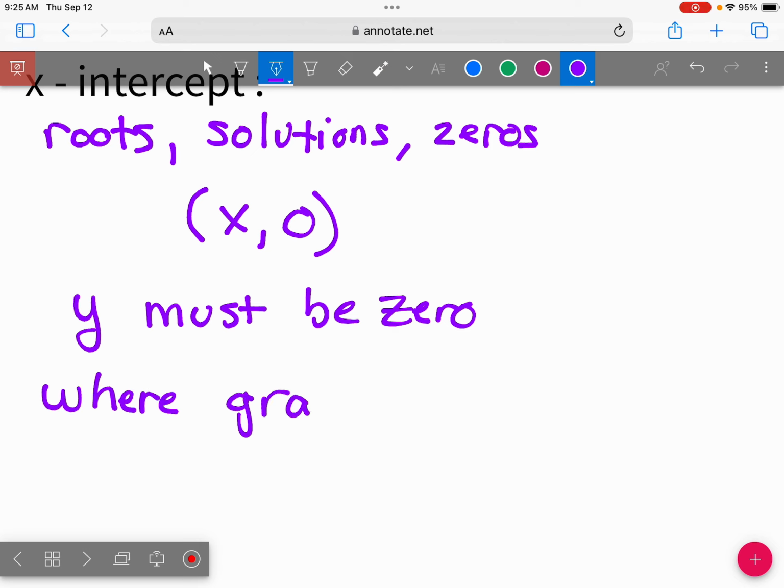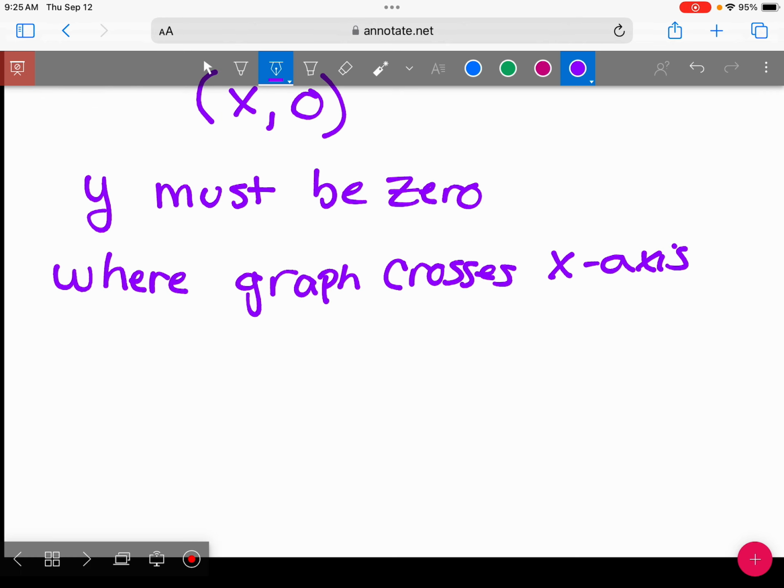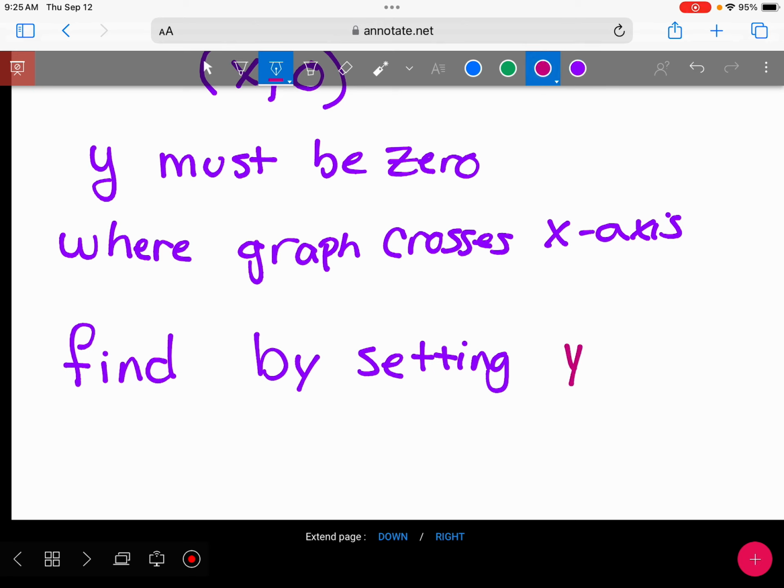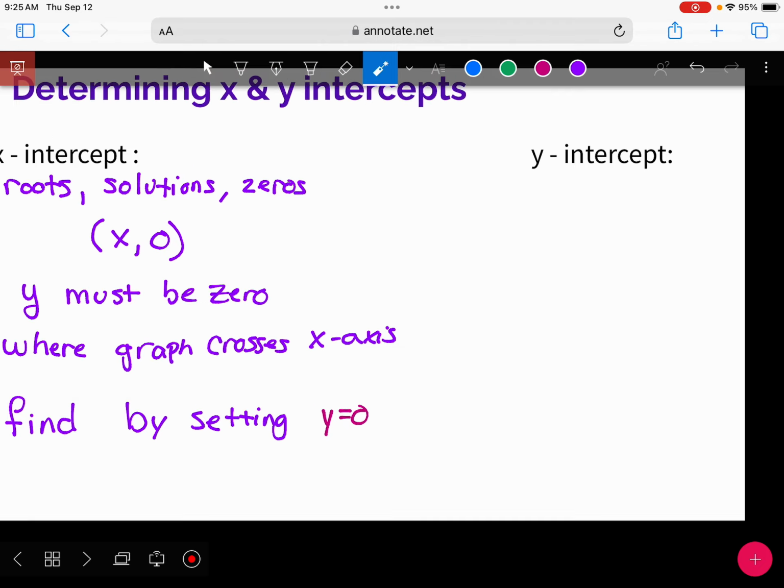Where the graph crosses the x-axis. And we find it by setting y equal to 0. We know for an x-intercept, my y has to be 0. So we're going to find x-intercepts by making y be 0. We'll substitute in y equals 0 and solve it. Solve for x.